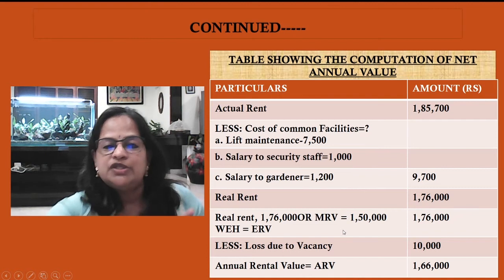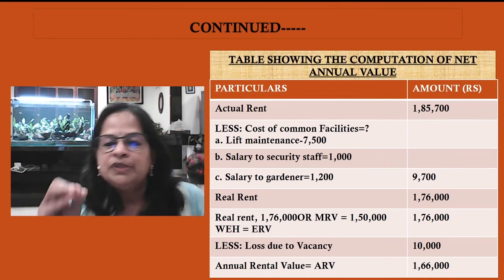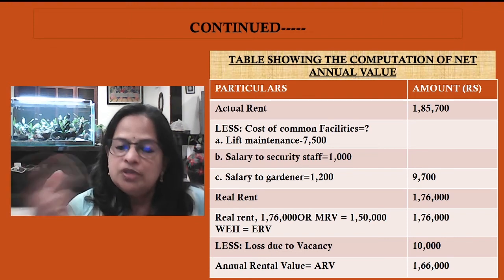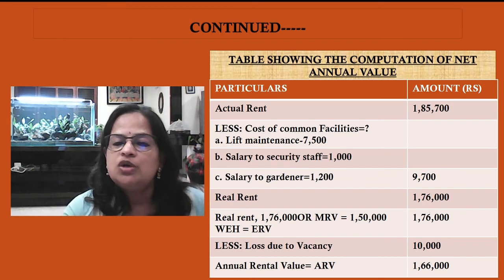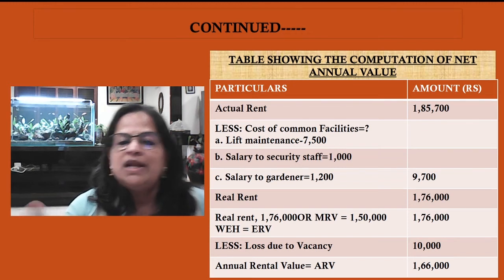Now real rent 1,76,000 or municipal rental value. This is given in the question because municipal taxes is given as 10% of municipal value. So whichever is higher, it is 1,76,000. Now the house was vacant, so loss due to vacancy is 10,000. So here annual rental value is 1,66,000.